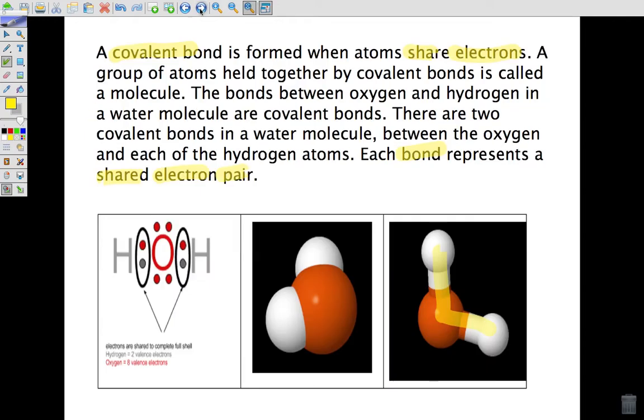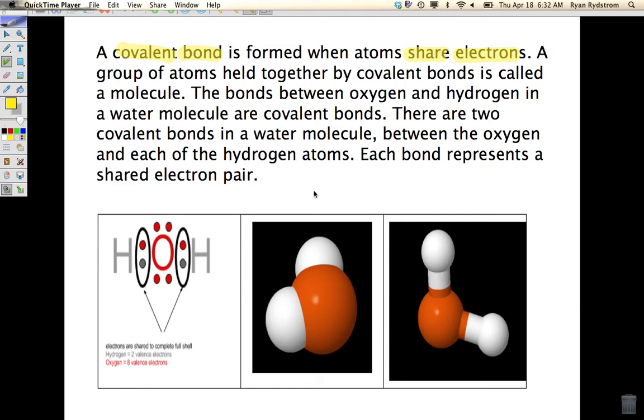So let's find out the definition of a covalent compound. A covalent compound or covalent bond is formed when atoms share electrons. Share electrons. That's the most important part here. They share electrons. That is the definition. A group of elements held together by covalent compounds is called a molecule. Each bond represents a shared electron pair.